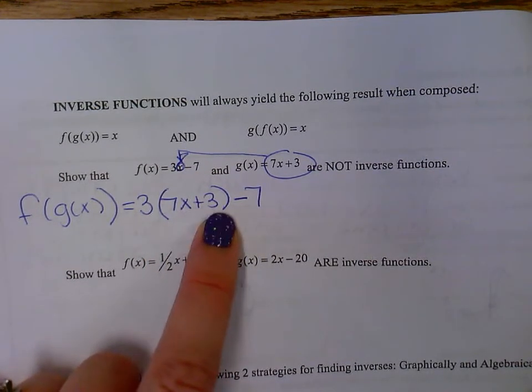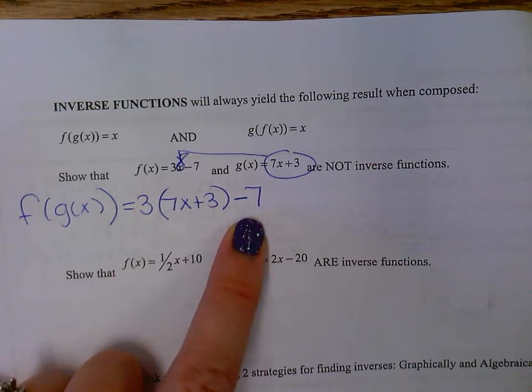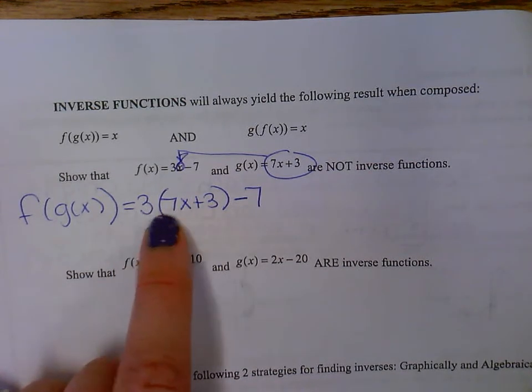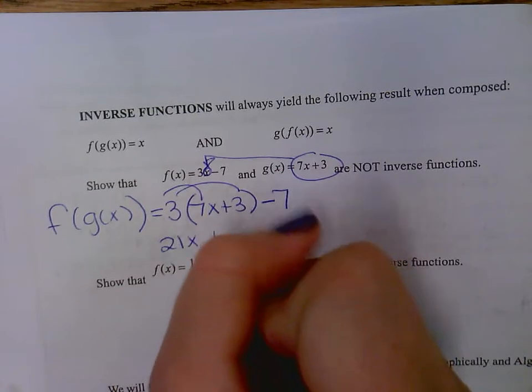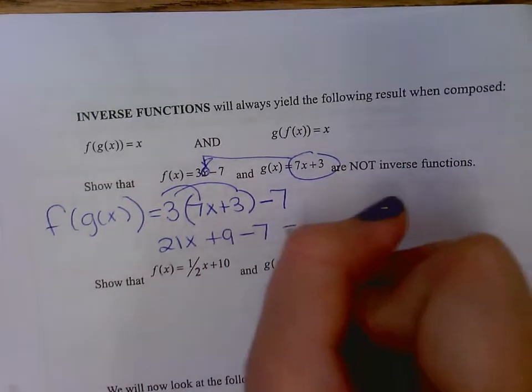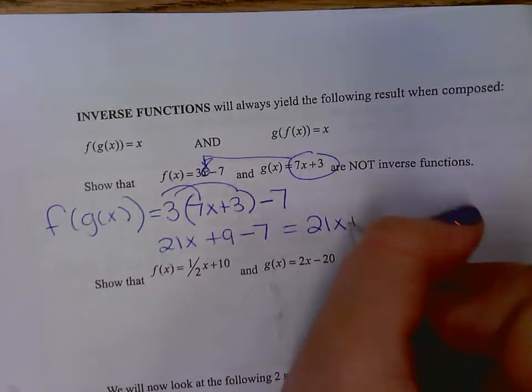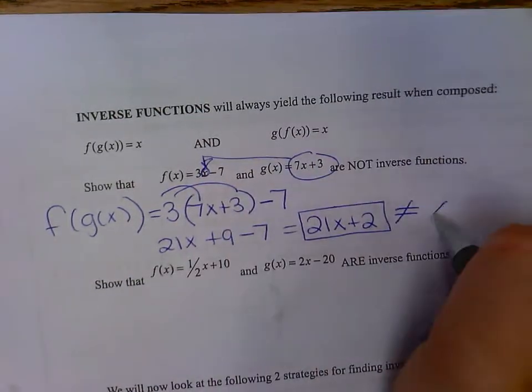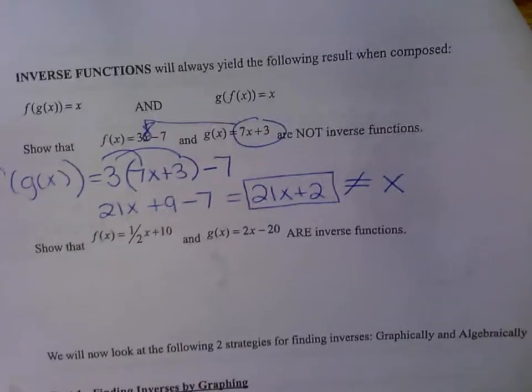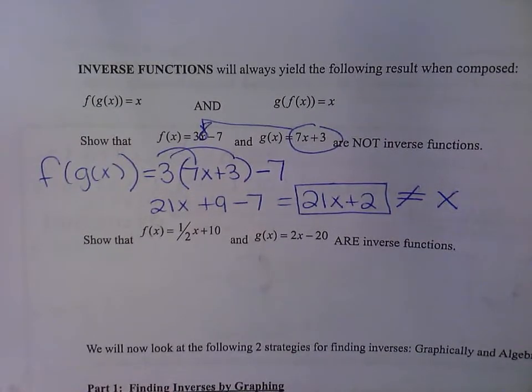Once we plugged it in, now we're going to simplify it. Distributive property, I would get 21x plus 9. See how I distribute the 3? So I get 21x plus 9 minus 7, which gives me 21x plus 2. That is not equal to x. So I don't have to go any further. If it didn't work in this direction, why bother doing it in the other function? It already failed, right? I didn't get x.